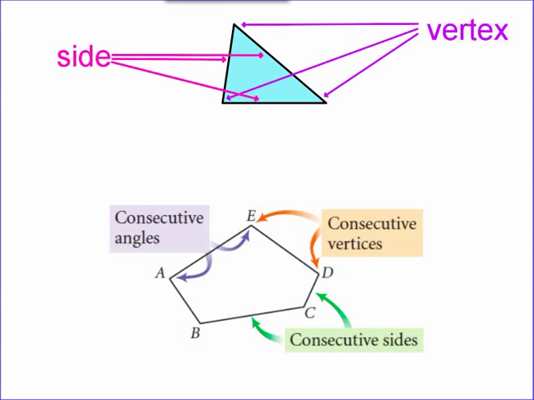Now, another term that we use is consecutive angles. What does consecutive mean? When you think about consecutive integers, two things that are close together. How close together are they? Very close. They're the closest together they can be. So consecutive means next to. So consecutive angles would be angles next to each other. Consecutive vertices, vertices next to each other. And consecutive sides, next to each other. So consecutive means right next to.